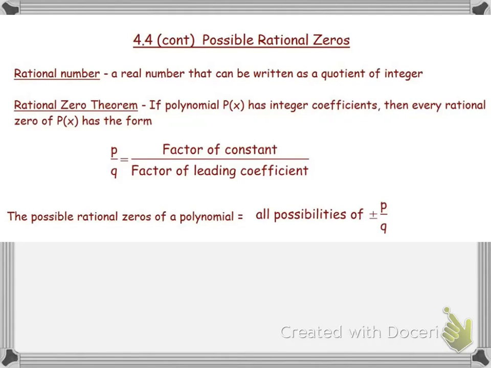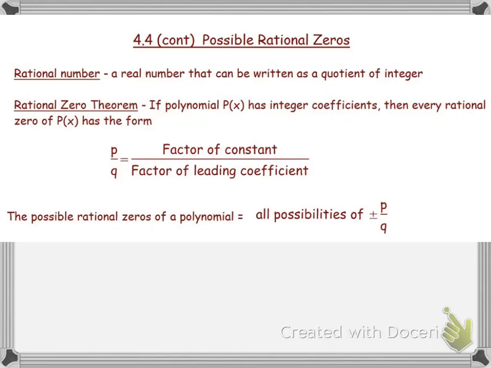Okay, so in 4.4 we're going to be finding all the possible rational zeros of a polynomial. So first I start by explaining a rational number, and basically a rational number is a real number that can be written as a quotient of integers, which means a fraction. So a rational number can be a fraction.